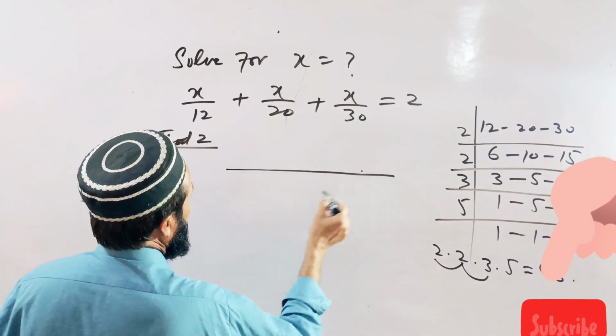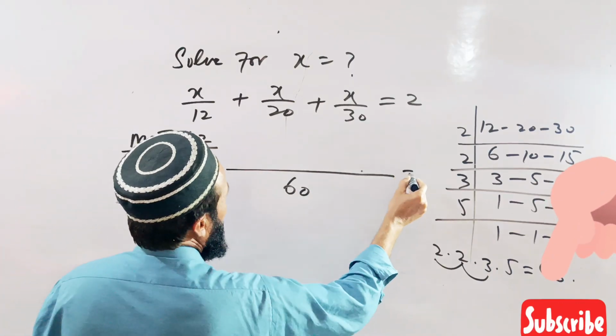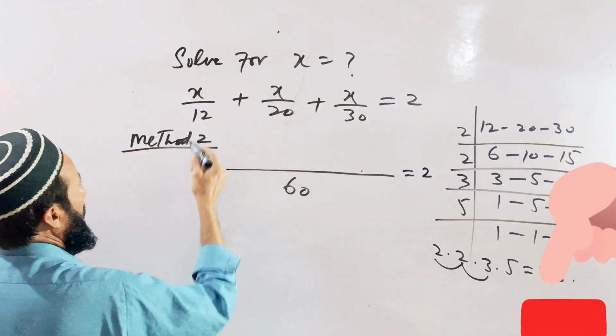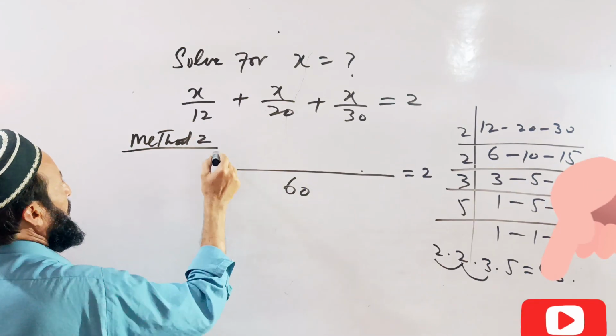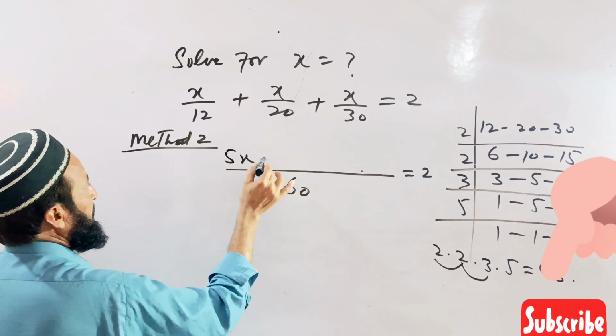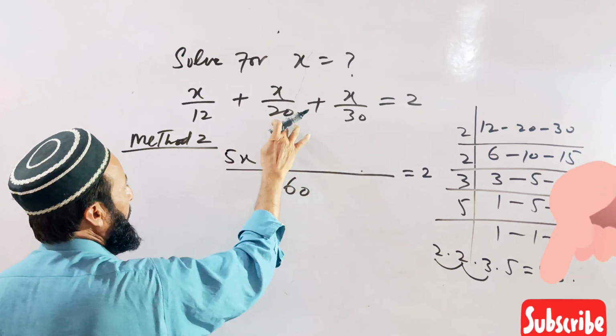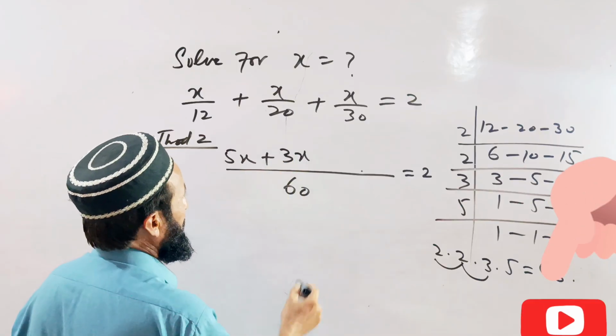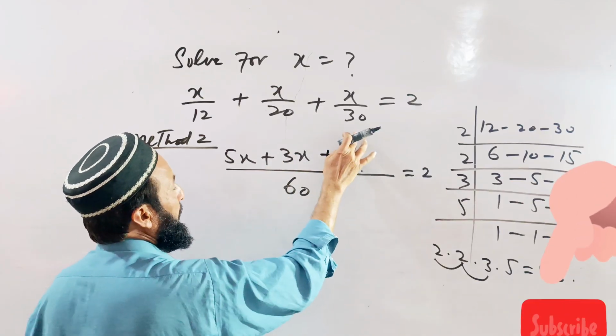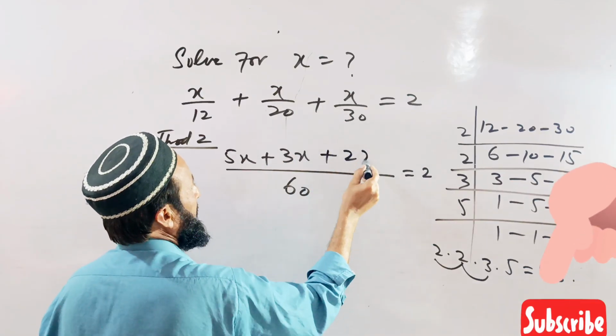Taking the LCM 60, the right side is 2. Now 60 divided by 12 gives 5, so 5 is multiplied with the numerator term x. Similarly, 60 divided by 20 gives 3, so 3 is multiplied. And 60 divided by 30 gives 2, so 2 is multiplied by this one.